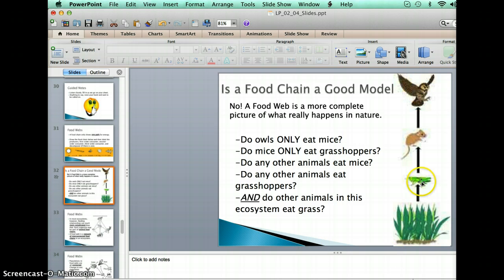That's why a food chain, which shows just one link of organisms in an ecosystem, is not a good model for what's really happening. In fact, there's a lot of different feeding relationships in an ecosystem, and we really want to show that in a model. So to show that, we use a food web.